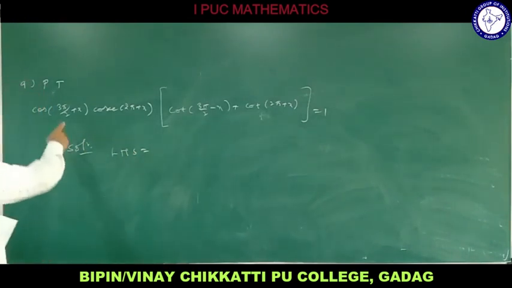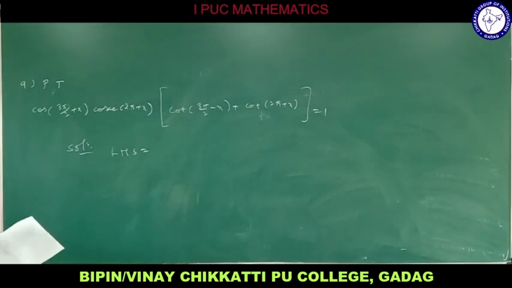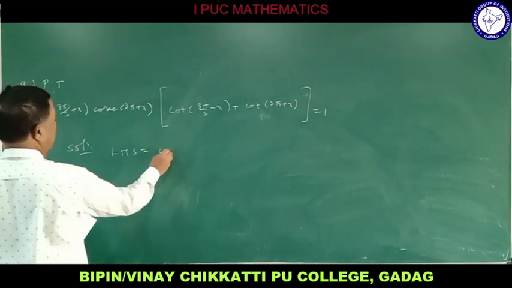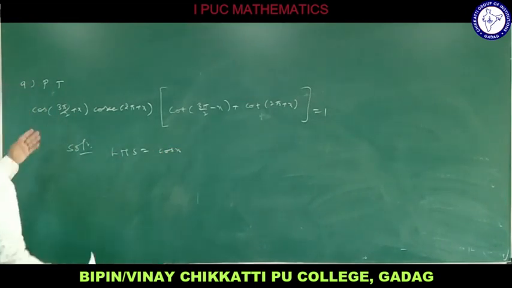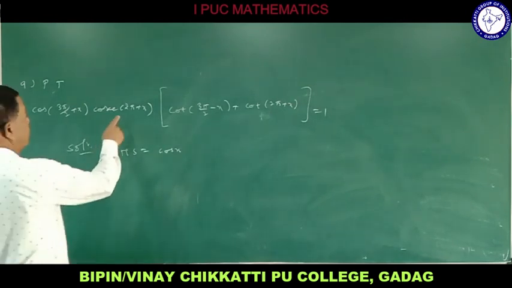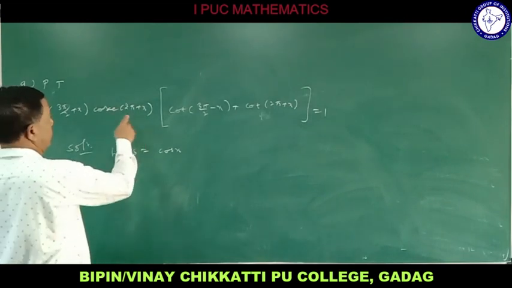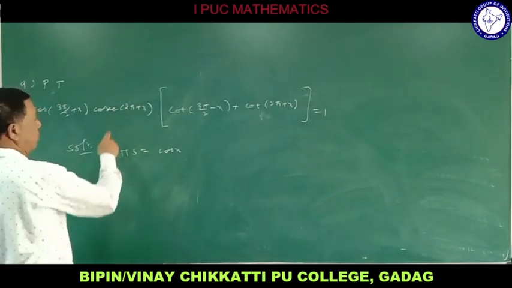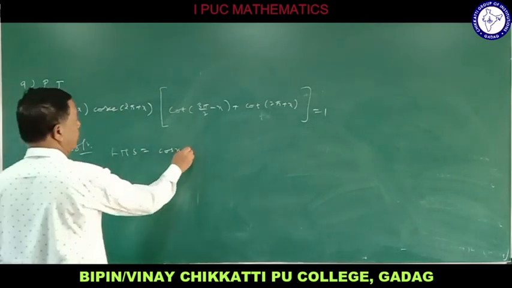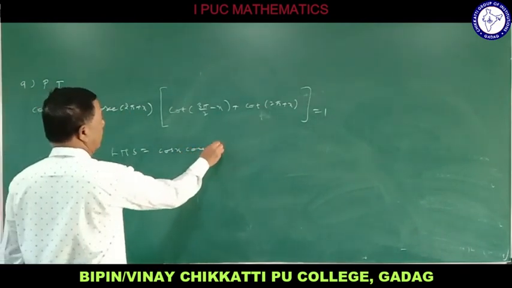See, 3 pi by 2 means it is 270, cos of 270 plus x. It is the fourth quadrant, it is nothing but cos x only. Try to understand, cos of 270 plus x is cos x, and cosec of 2 pi plus x is first quadrant, so again you write cosec x only.